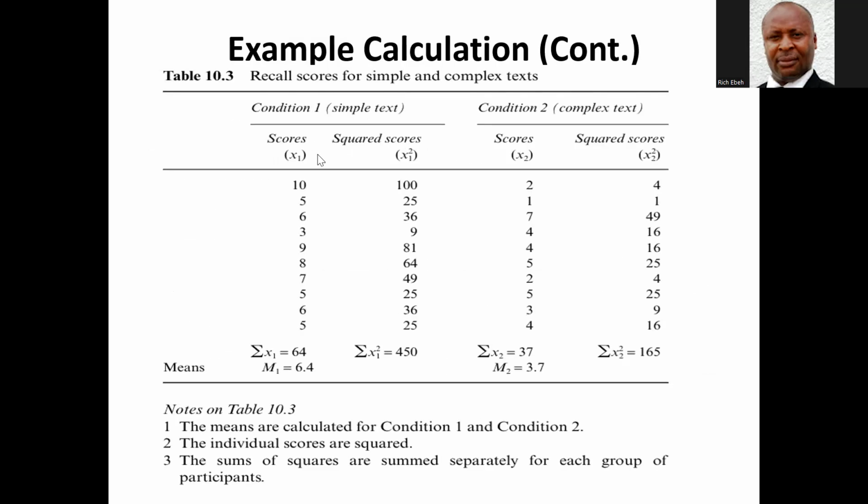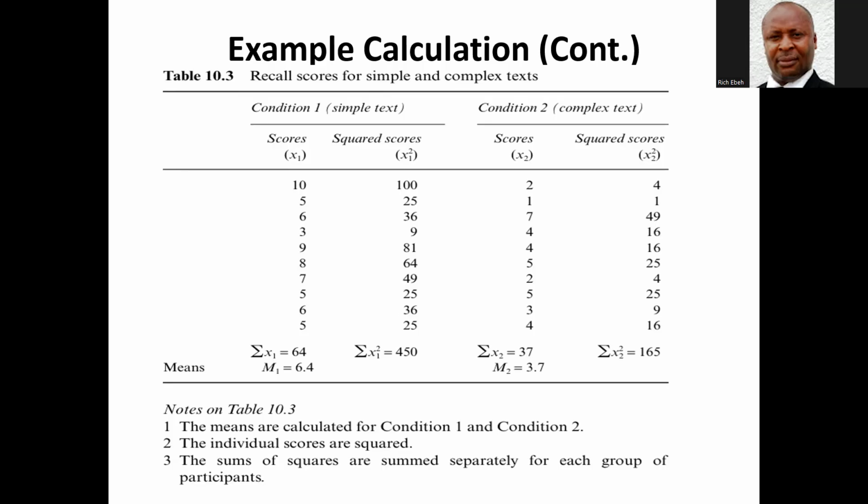So you see the results. These are condition one, the group that read the simple text, with the scores X1 all stated here. Then condition two, the scores X2, the ones that read the complex text, are stated here. So you see that the table for the independent t-test is slightly different from that of the paired sample t-test that we have presented before now. You can look up the video to see the difference.